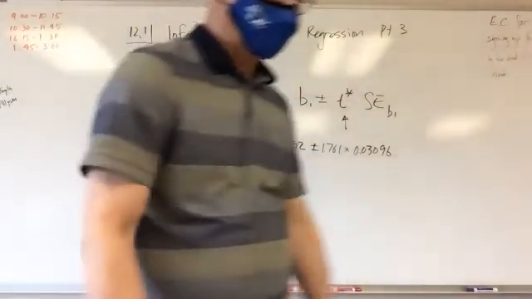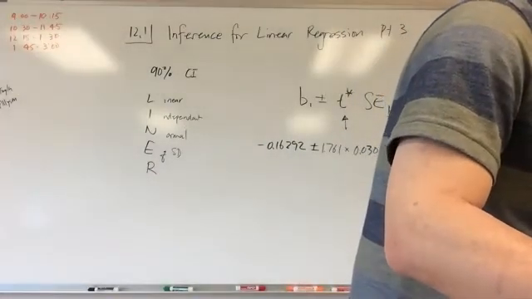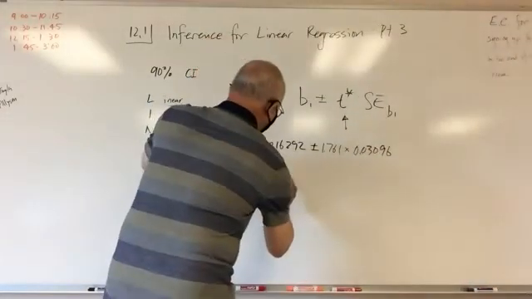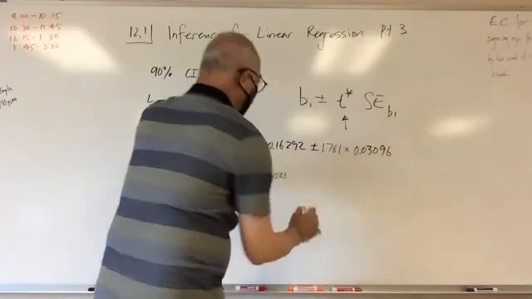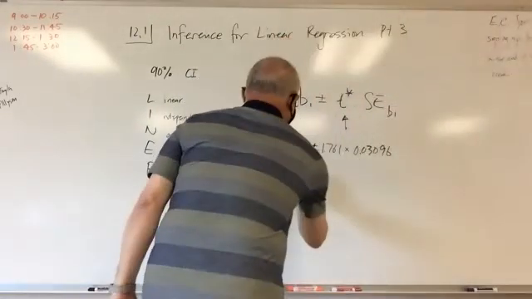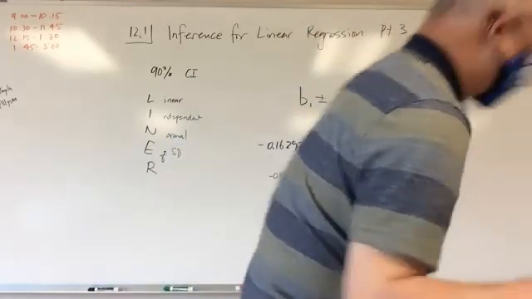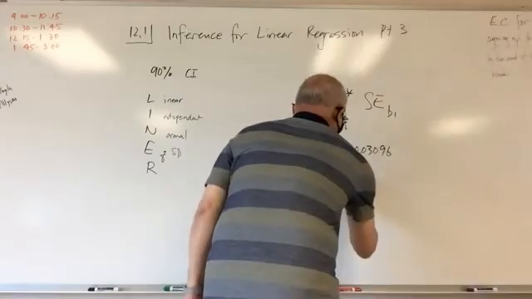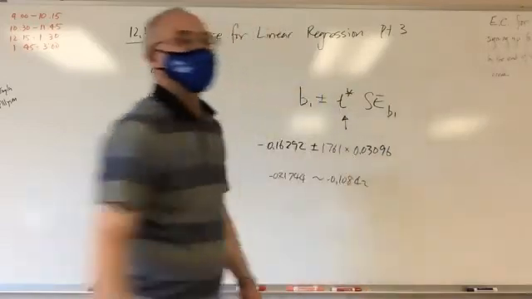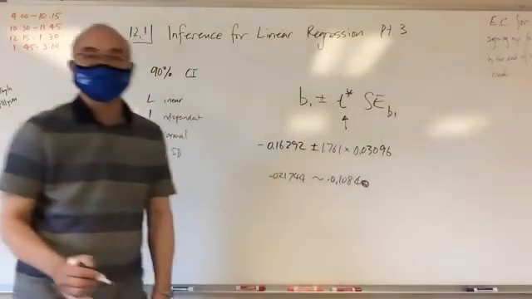Okay. And if you do that, you get negative 0.21744 to negative 0.10842. Okay, all right. So let's go ahead and interpret this.